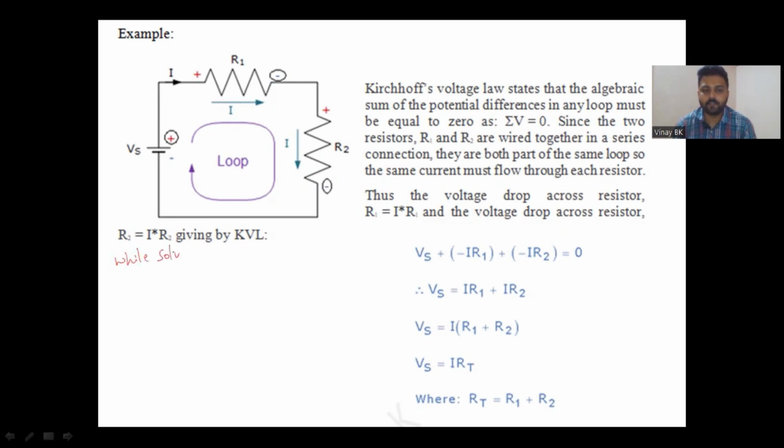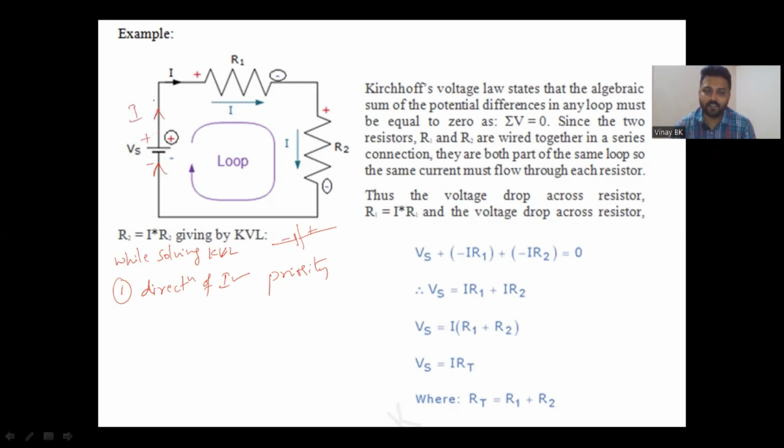So whenever solving KVL, you need to follow a few steps to solve the KVL problems. First step is you need to check the direction of current. If they are given the direction of current, that is fine. If they are not given the direction of current, you have to give the direction of current. For that, you consider a priority as the voltage source. In case of a voltage source, the current always flows from lower potential to higher potential, so I am considering this as the direction of current, lower potential to higher potential.